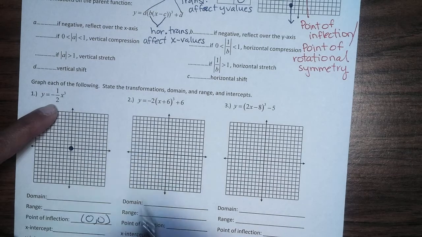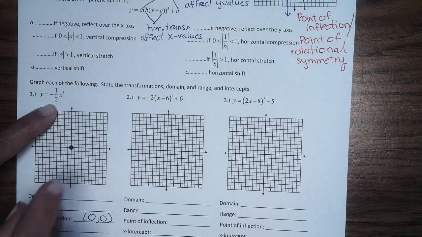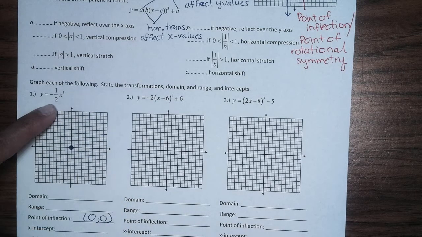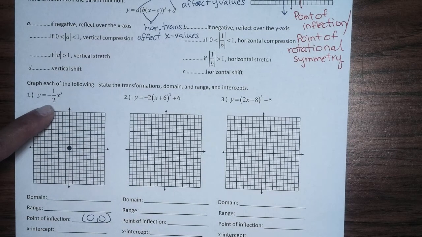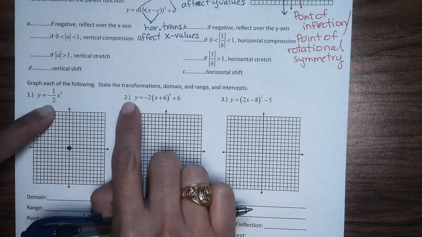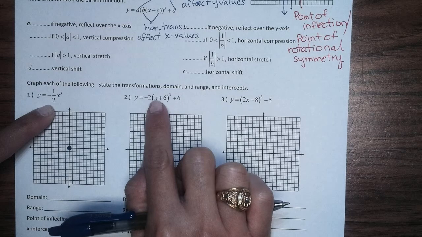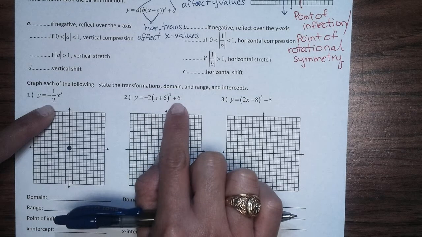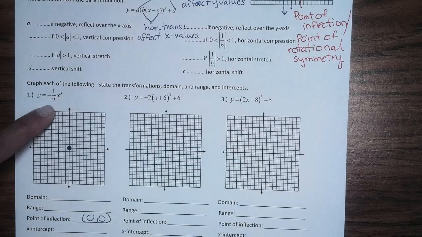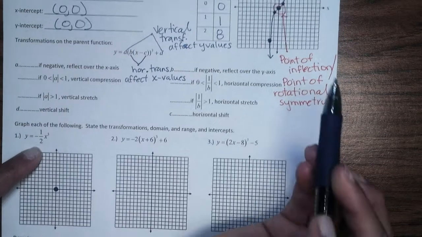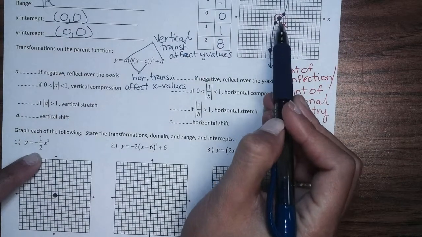So that's what I do to graph. I'm just going to graph 0, 0, and then I'll do my stretches. However, when there is a shift, like if you take a look at number 2, notice how it says x plus 6 cubed plus 6. That inflection point has been shifted. It's no longer at 0, 0.